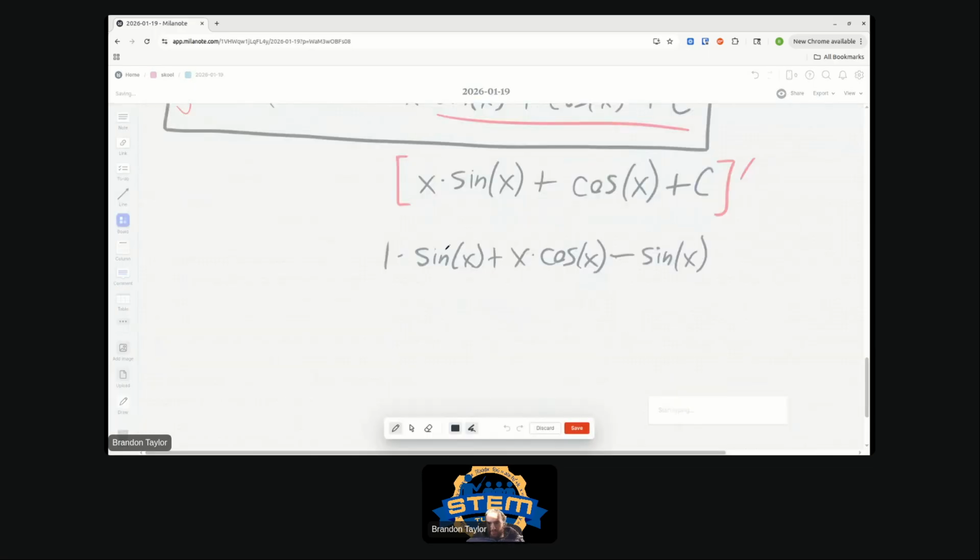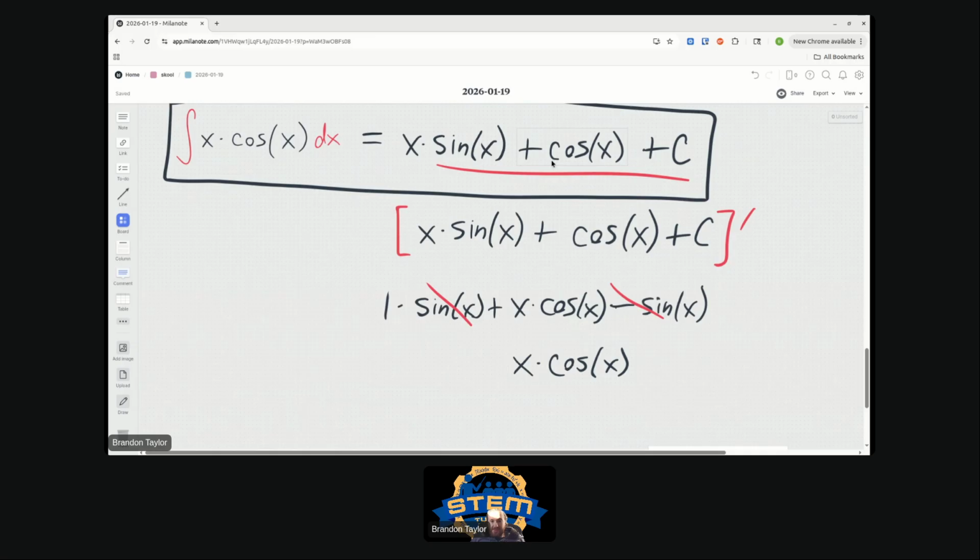And then look at this. We have sine of x minus sine of x. It simplifies to x times cosine of x as the answer. That's what we started with. So we're right, in other words. That's how you can always check it.